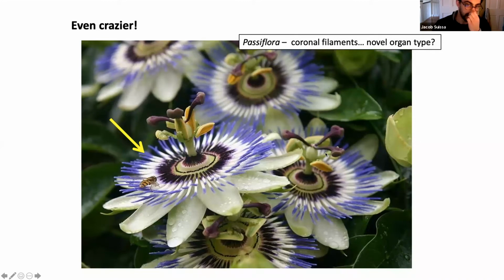So it's not terribly crazy, but what is weird is the corona, which is this star-like projection. I'm not entirely sure if anyone knows what this is derived from, but it's probably just some sort of cell expansion and division, an outgrowth of maybe the base of the petals or something like that.